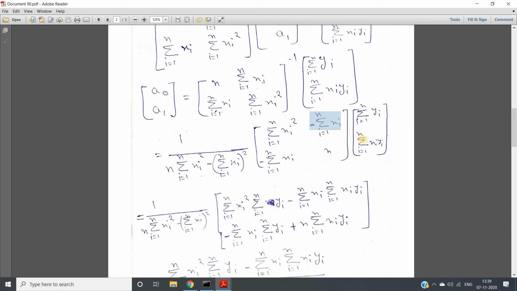Then this term with this term we are multiplying and adding with the previous one. So summation over i equal to 1 to n xi multiplied by summation over i equal to 1 to n xi yi. That's what we are writing. The minus is coming due to this minus.